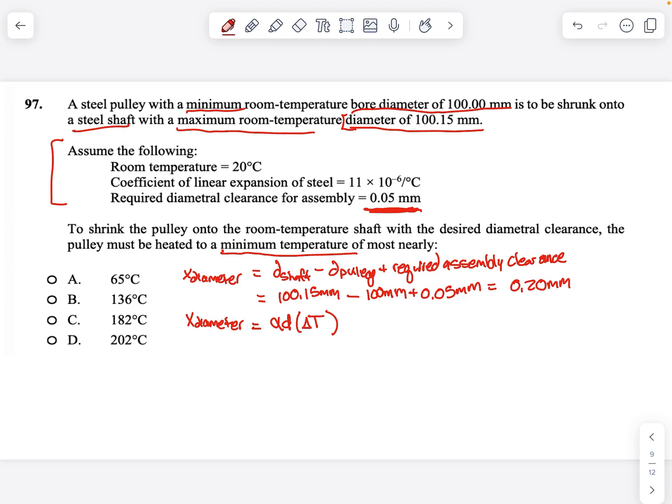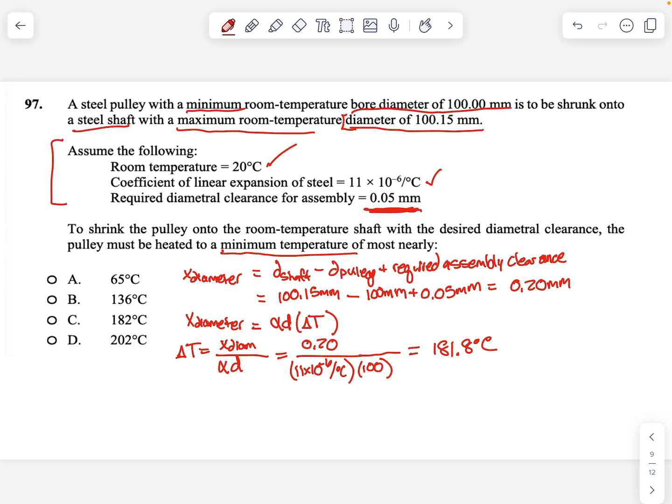So for this problem, we are going to try to find delta T. Solving for delta T, you get delta T equals X diameter over alpha D. Plugging in your values here, you get 0.20 over your value that you're given here, which is 11 times 10 to the negative 6 per degree Celsius, which the degrees Celsius are going to cancel out, times your D, which is 100 millimeters, which is just your minimum bore diameter, room temperature. So room temperature, it tells us, is 20 degrees. So we're just going to put 100 in there. And solving this equation, you're going to get 181.8 degrees Celsius.